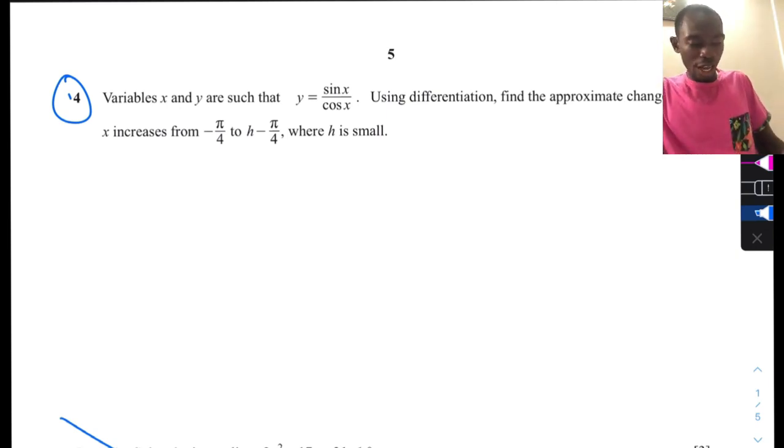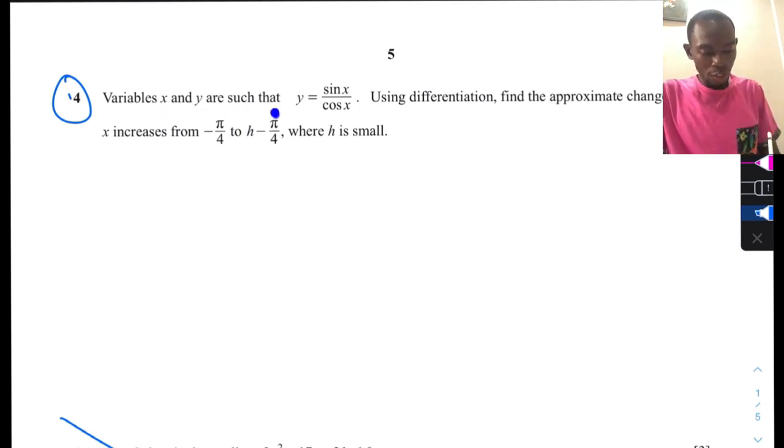So let's start with the very first question. It says that variables x and y are such that y is equal to sine x over cos x. Using differentiation, find the approximate change in y as x increases from negative pi on 4 to h minus pi on 4, where h is very small, indicating that this is a small change that we're looking for.